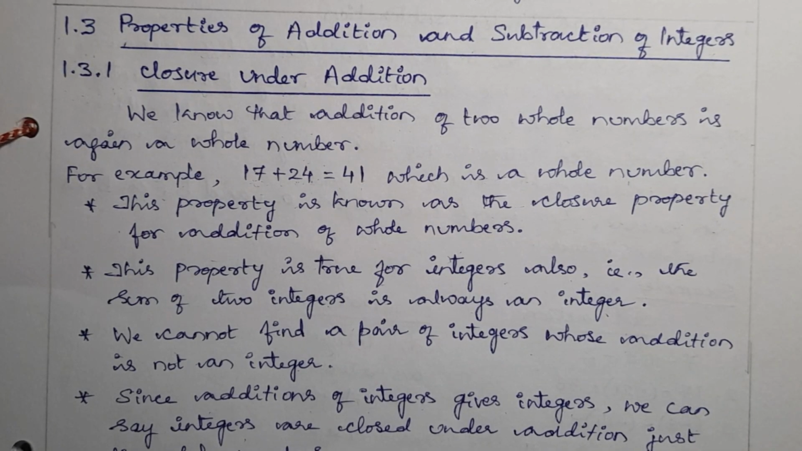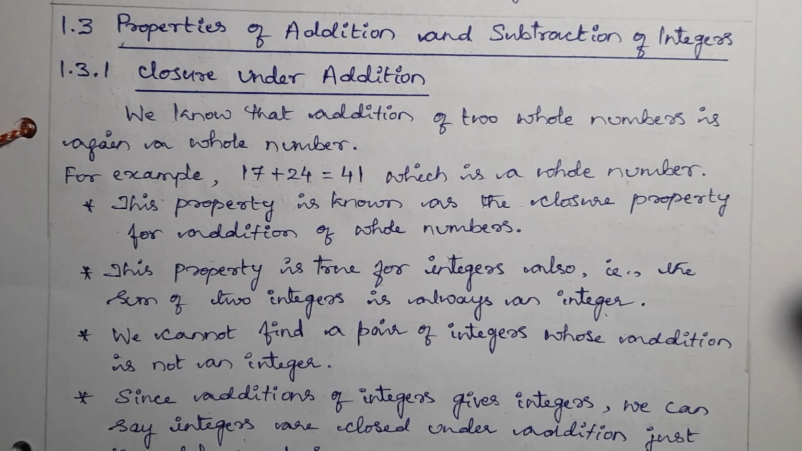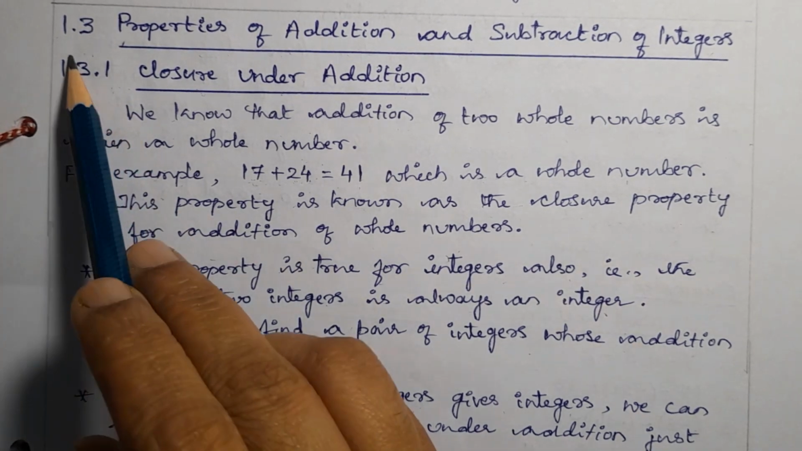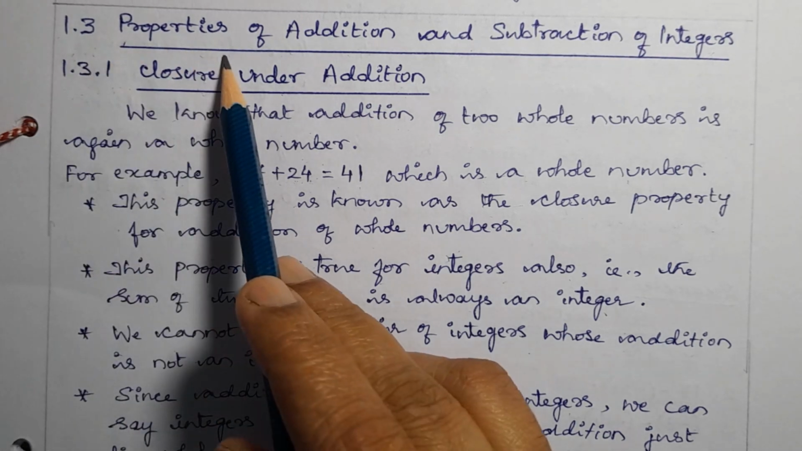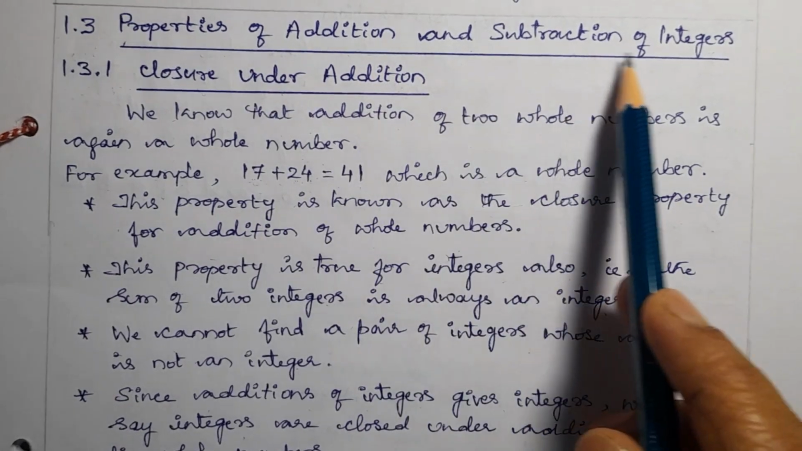Mathematics, 7th standard, NCERT, integer chapter. First, 1.3 properties of addition and subtraction of integers.